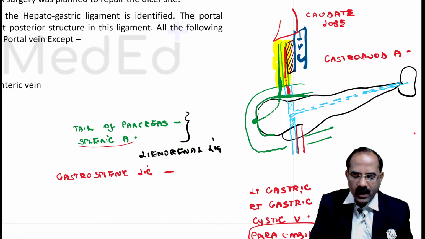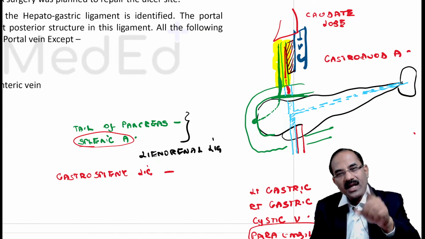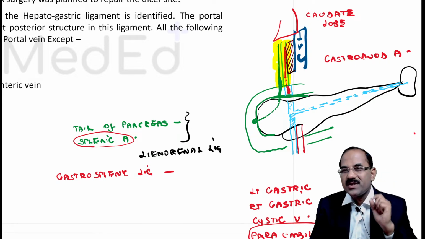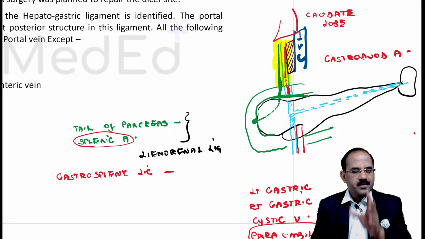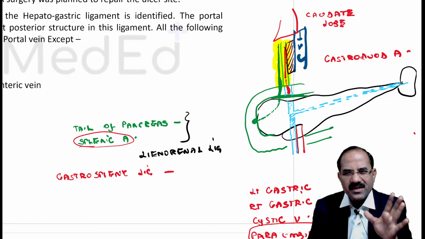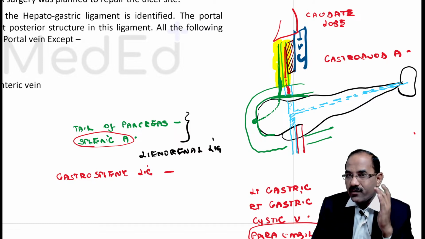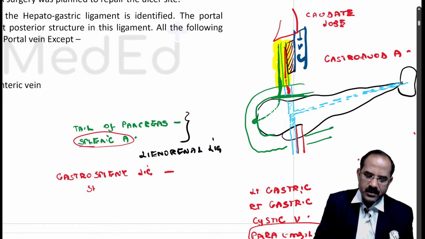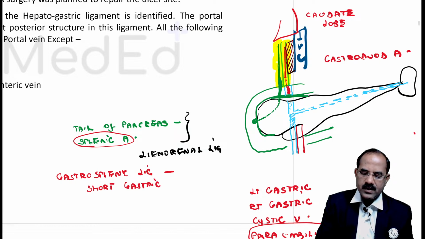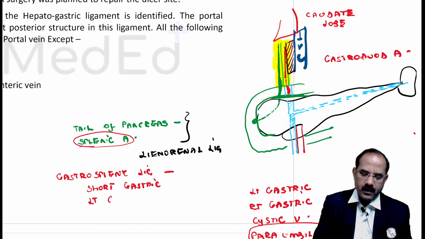ये जो splenic artery होती है, splenic artery lies in which ligament? Lieno-renal, है ना? And जो branches होते हैं ना splenic artery के, the branches of splenic artery, they lie in gastrosplenic ligament. Very easy. Now, which are the branches of splenic artery which goes up to supply the fundus of the stomach? The short gastric vessels, and which is the one which runs along the greater curvature? That's the left gastroepiploic artery.